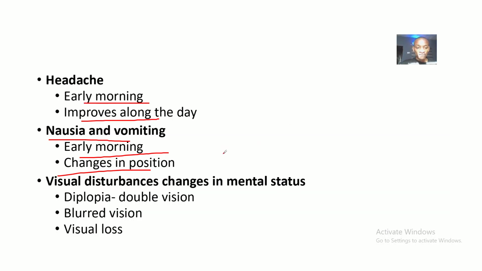So visual disturbances and changes in mental status. Somebody that has a raised intracranial pressure could have diplopia. Diplopia is double vision, you seeing two of everything. You could also have blurred vision, where you are not seeing clearly. Then visual loss, where you are totally not seeing again. These symptoms could also indicate other disease conditions.